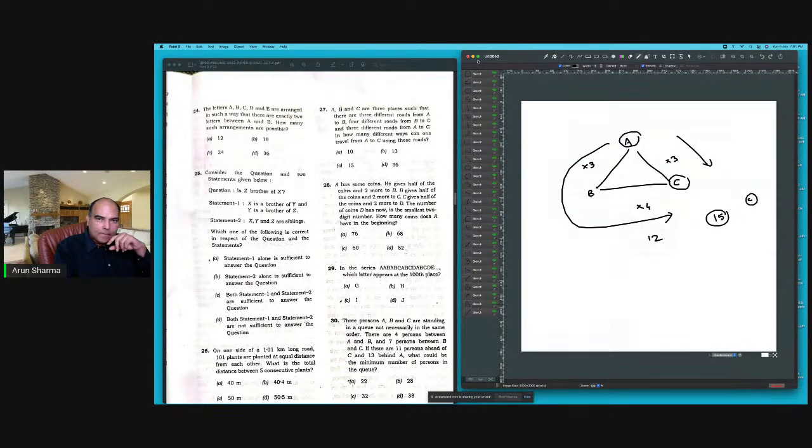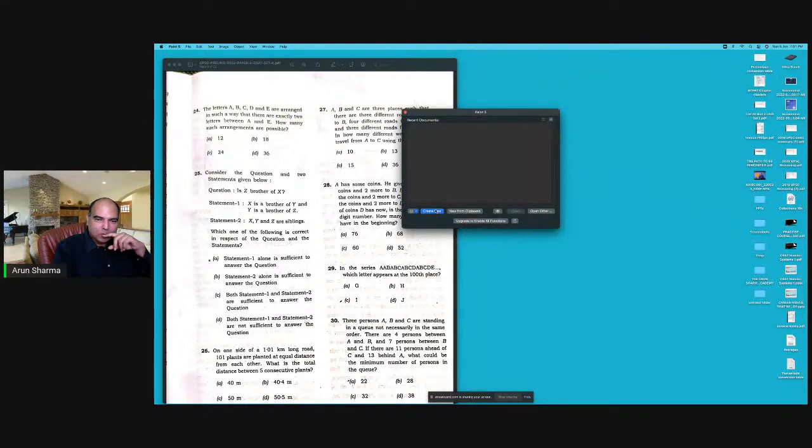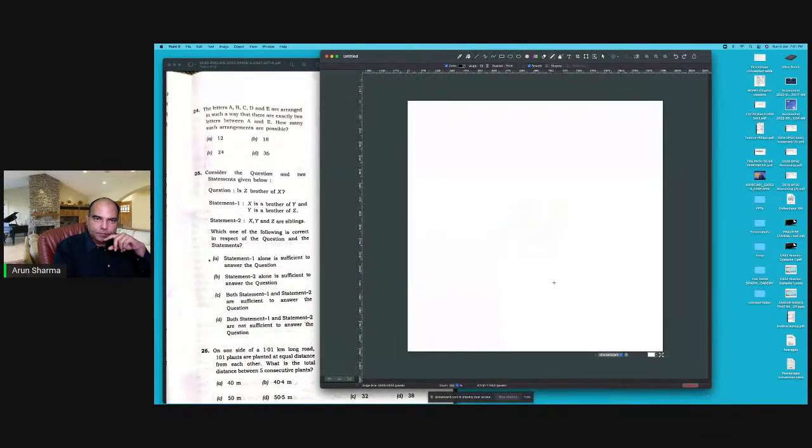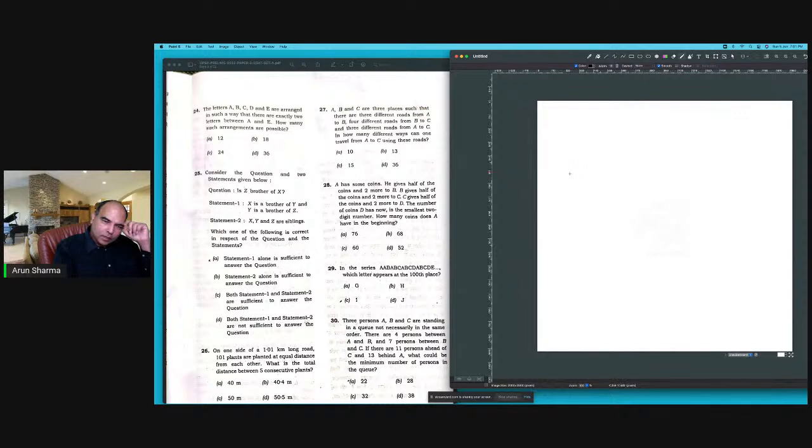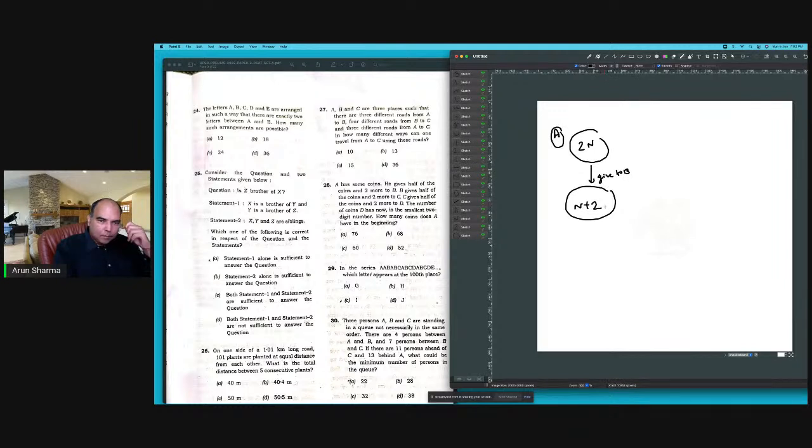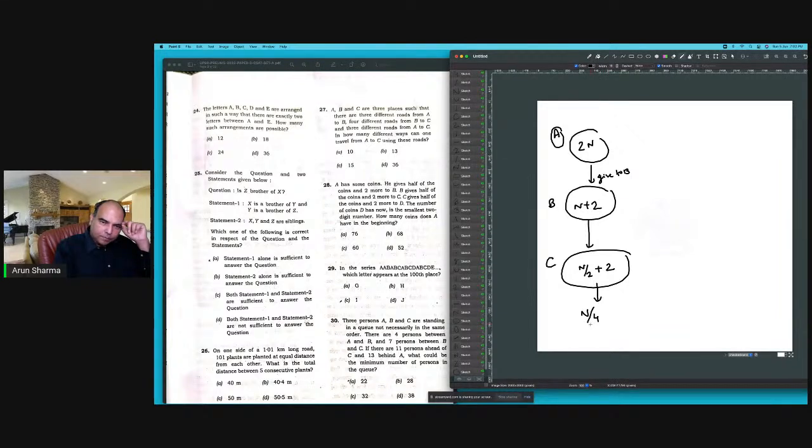Next question, question 28. A has some coins. He gives half of the coins and two more to B. So let's say A has 2n coins. So what does he do? He gives n plus 2 to B. B gives half of the coins and two more to C. So B now has n plus 2 coins. So B gives half the coins, n by 2, plus 2 to C. And C gives half the coins, n by 4 plus 2, to D.